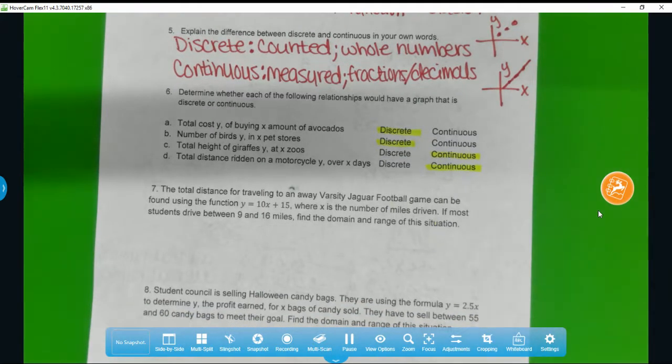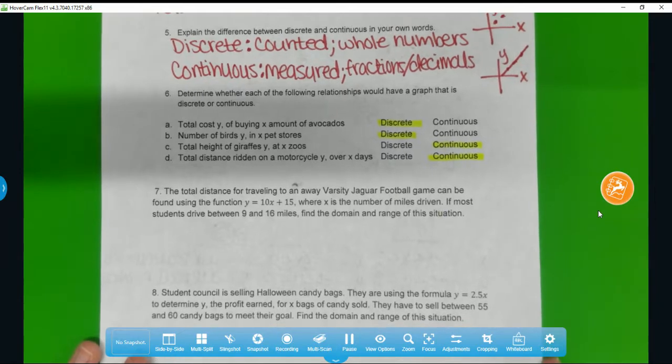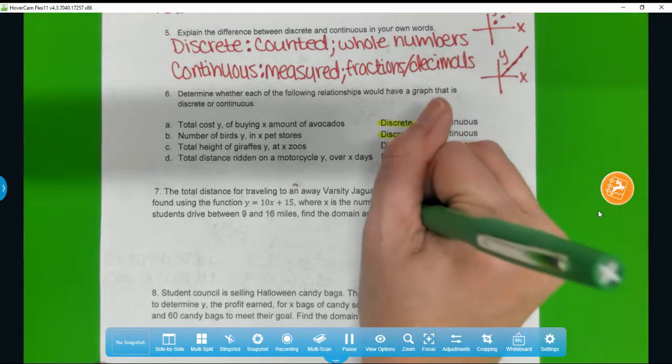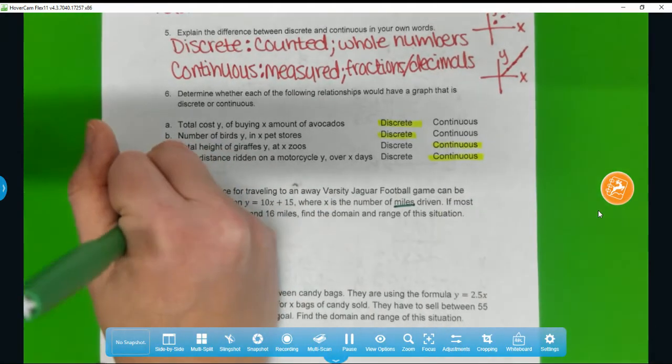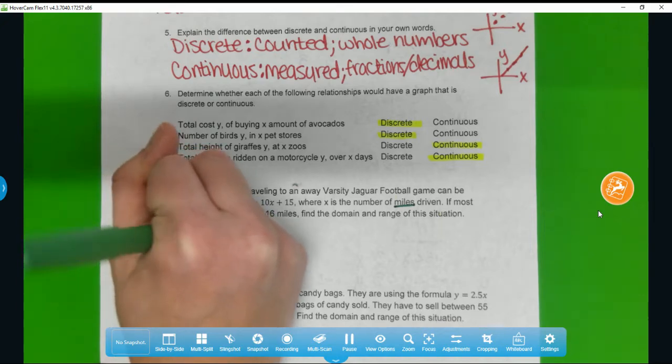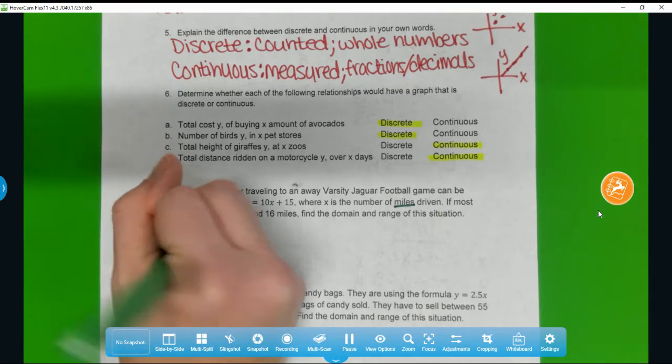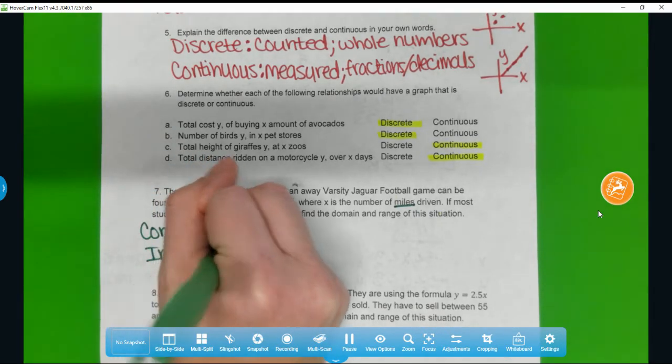The total distance for traveling to an away varsity Jaguar football game can be found using the function y equals 10x plus 15, where x is the number of miles driven. If most students drive between 9 and 16 miles, find the domain and range. So before we find domain and range, we need to decide, is it discrete or is it continuous? Since we're talking about miles, we measure that. So this is going to be continuous, which means I'm going to have inequalities for my domain and range.